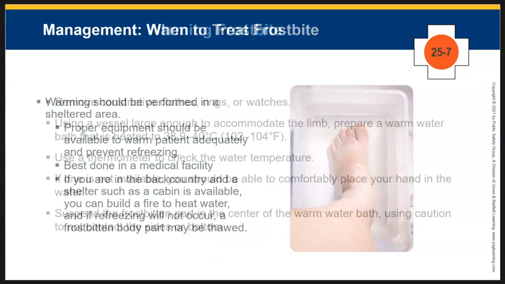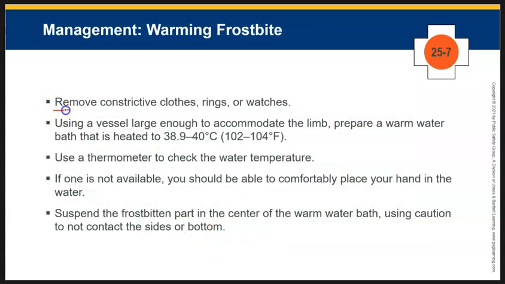And so our particular protocols will be to take off any constrictive clothing or watches. Make sure that we've got a warm water vessel large enough to accommodate the entire limb. And then make that warm water bath about 102 to 104 degrees Fahrenheit. This should just be comfortable to our hand that's placed in the water, a lot like maybe setting up a bath for a baby.